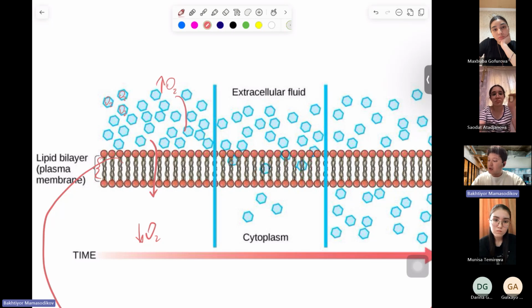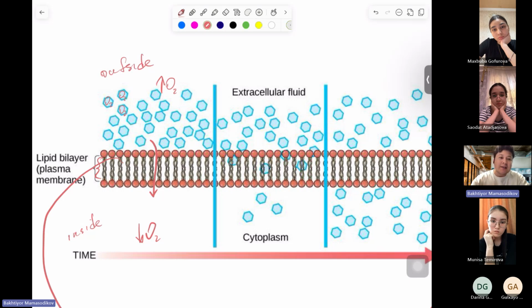So these oxygen molecules, as you can see here in the first part of this image, are extracellular. They are outside. They should get inside. But what forces those molecules to get inside? What do you think? How are they going to get inside? They don't have a brain. They cannot think. Do they have any instructions? What do you think? How are they going to get inside?